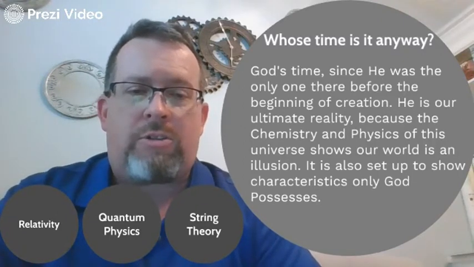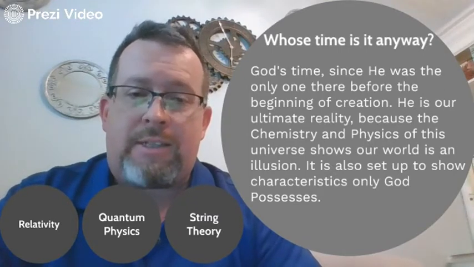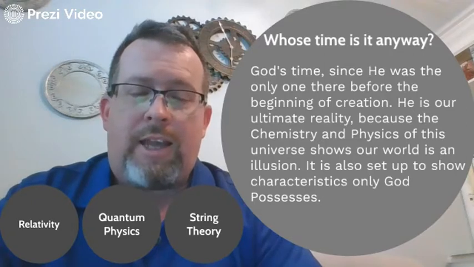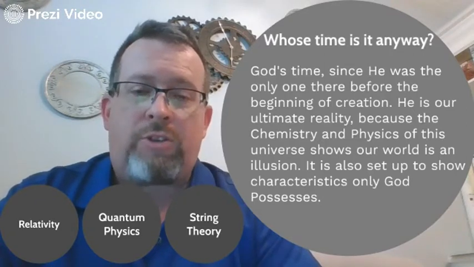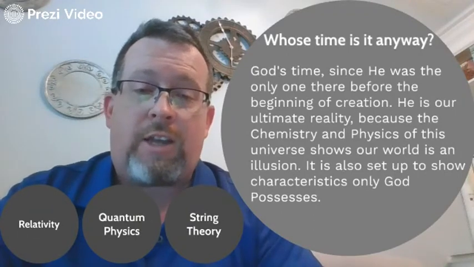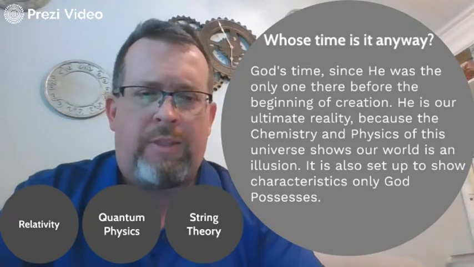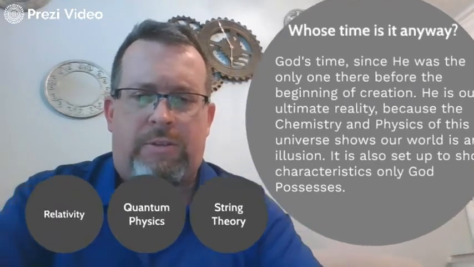It's also set up to show the characteristics only God possesses. That is omniscience, omnipresence, and omnipotence. We're going to see how those three characteristics fit into His creation or are set up so that God can use all three of those in His creation. So let's look at relativity first.